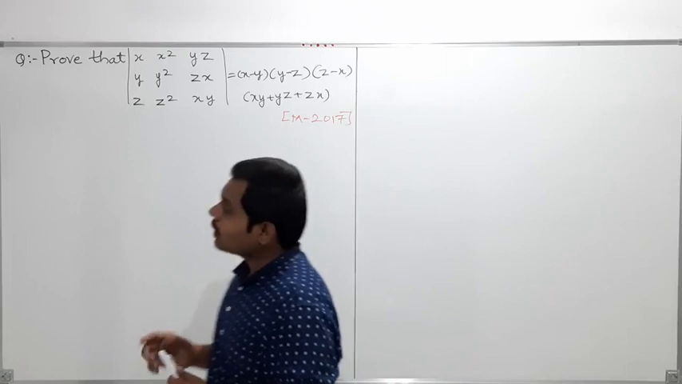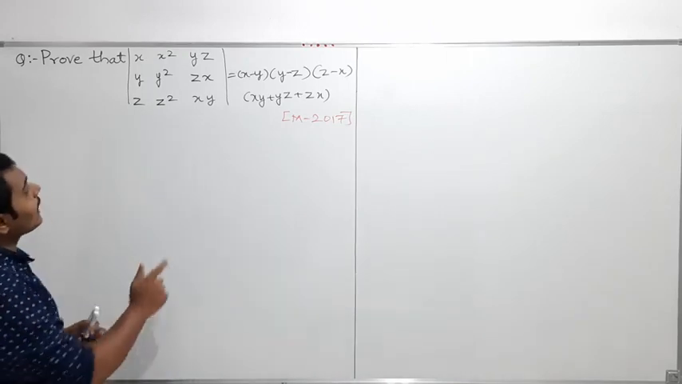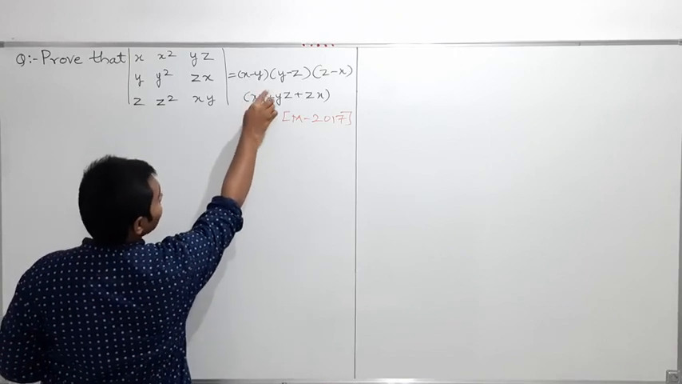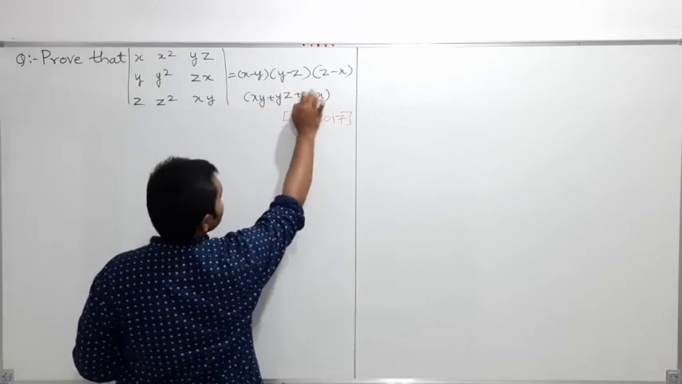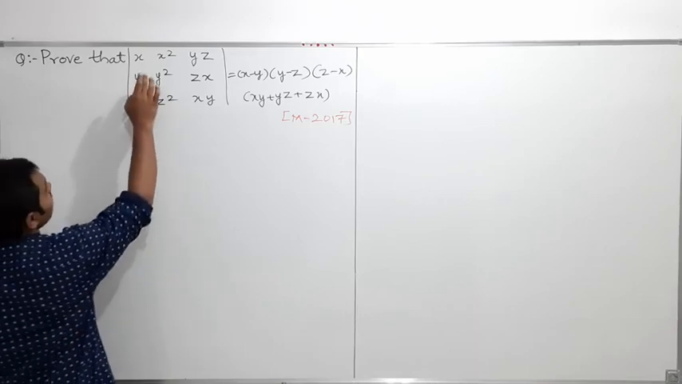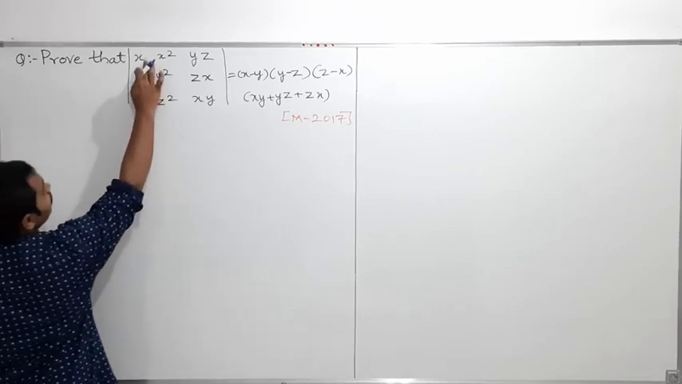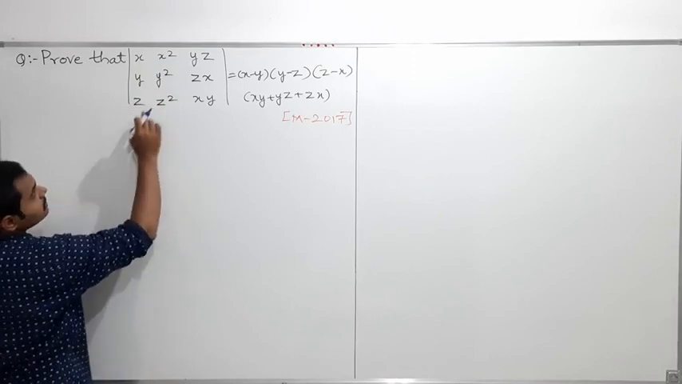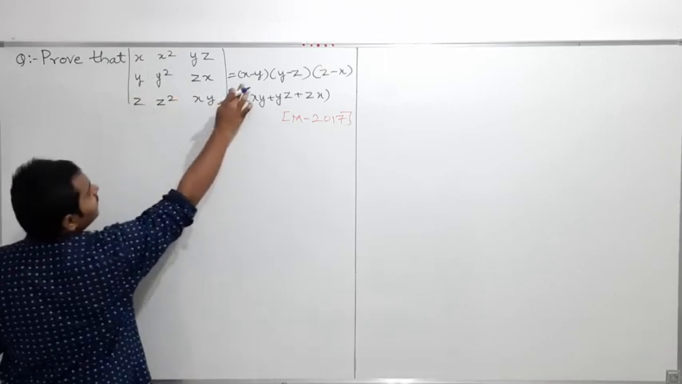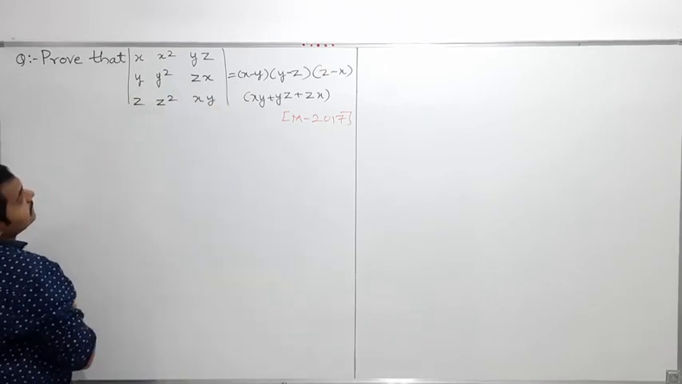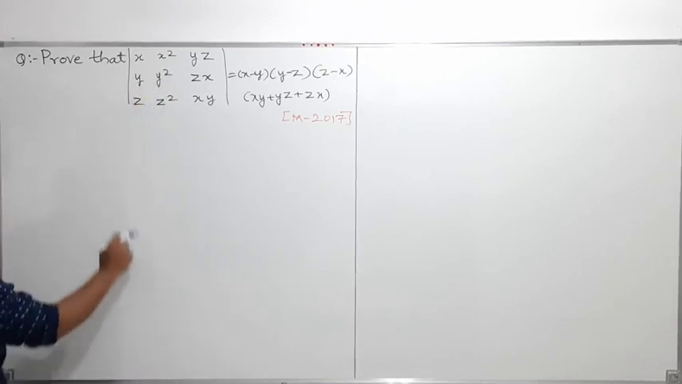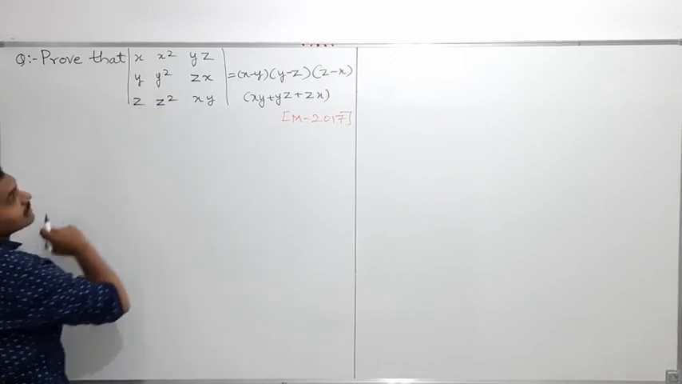So now to prove, again, I will first check the RHS part. In the RHS part, I should get x minus y, y minus z, z minus x. To get this, which operation should I apply? First I will apply row 1 changes to row 1 minus row 2, because if you apply this, you get x minus y, and one term you can take easily common. And next y minus z, so row 2 changes to row 2 minus row 3. If you apply this, you will get y minus z and x minus y terms.